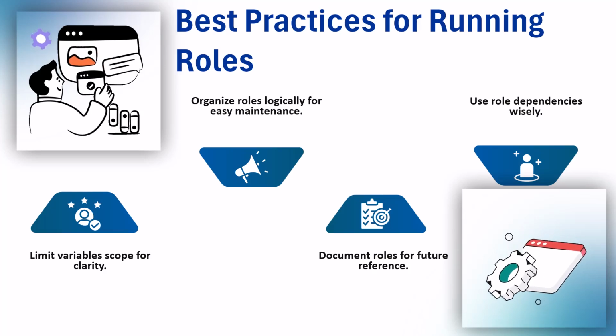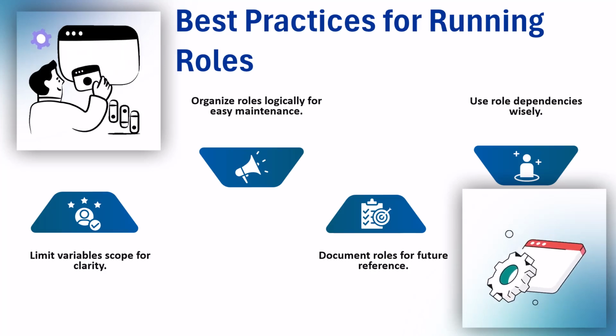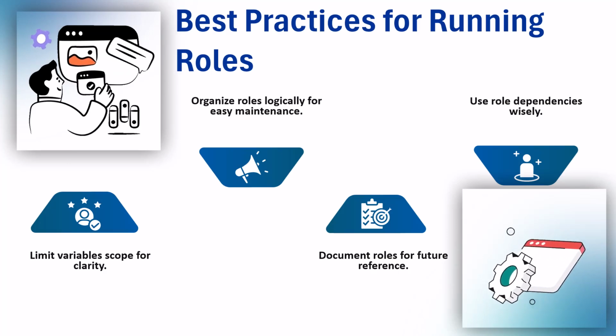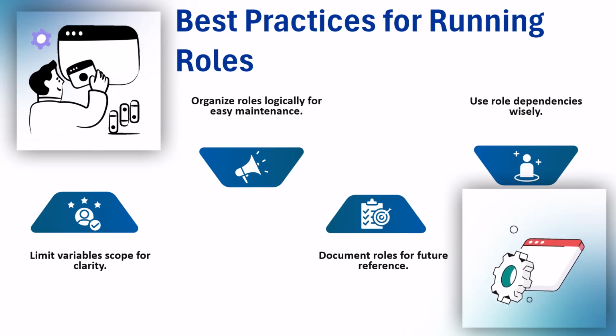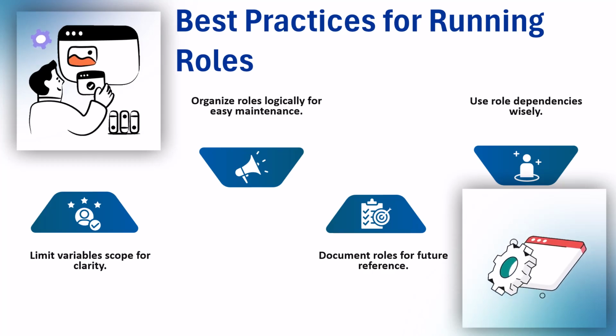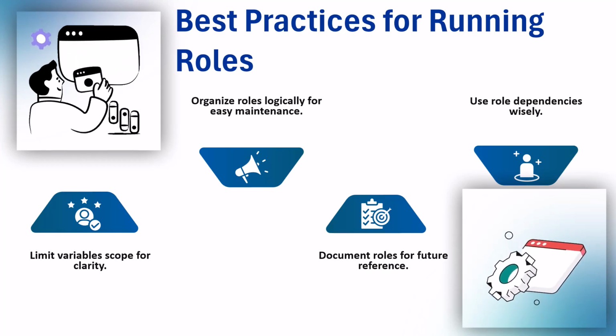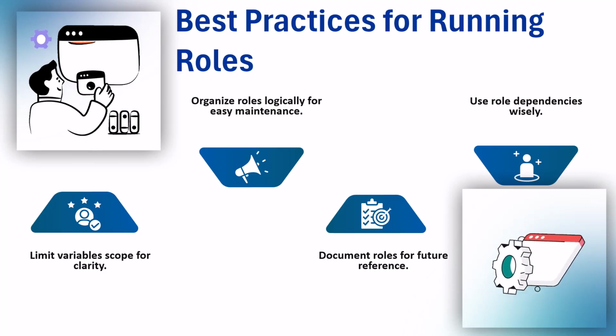Running roles isn't just about execution. It's about keeping things clean. Organizing roles, well, makes future updates a breeze. Dependencies. Use them wisely, just like friendships. Some help, others complicate things. Keep variable scopes limited to avoid chaos. And always document roles, because future you will forget what past you did.